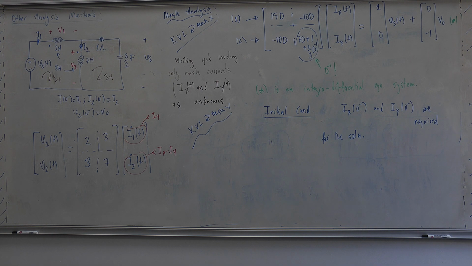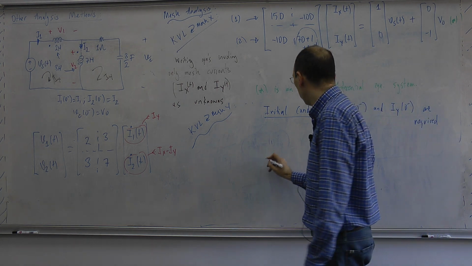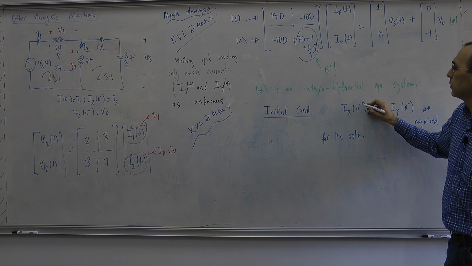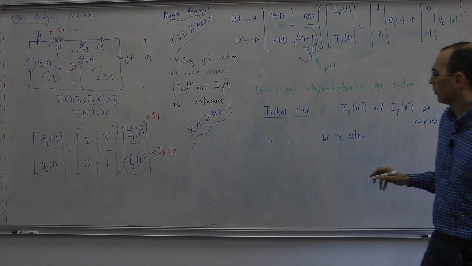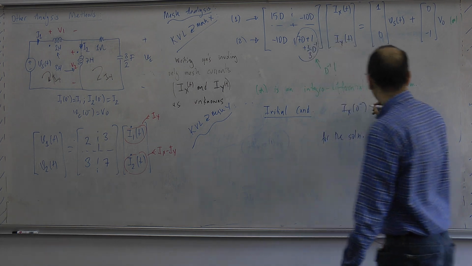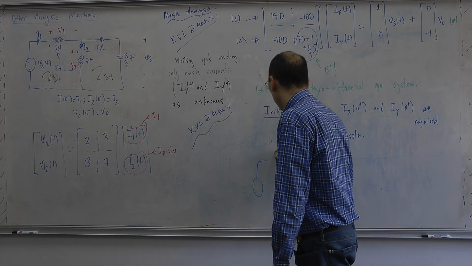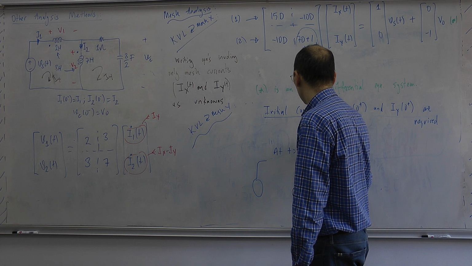So how can I find them? Well, you can do the following if you wish. If you wish, you can also target the 0 plus initial conditions. So, well, let me do the 0 plus initial conditions, doesn't matter. So I will be looking at the t is equal to 0 plus circuit.